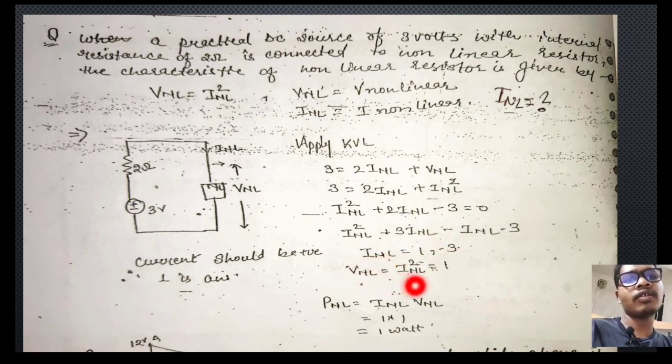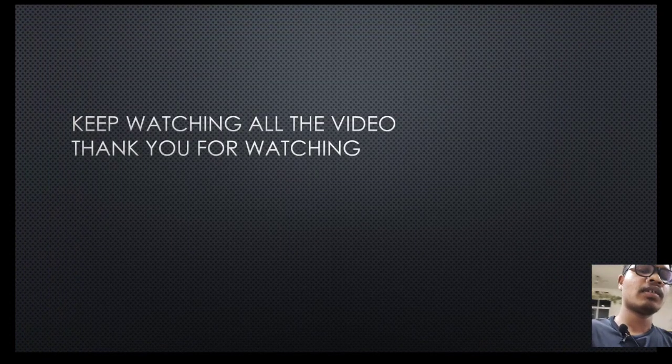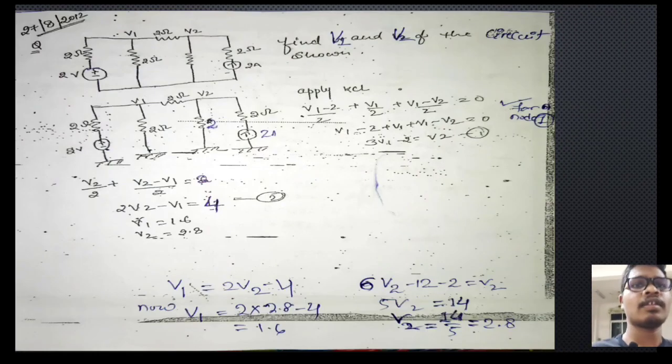So VNL is equal to INL square, which is equal to 1. The current should be positive only, that's why 1 is our answer, and power is INL into VNL, that is 1 into 1, equal to 1 watt. So this is your answer.